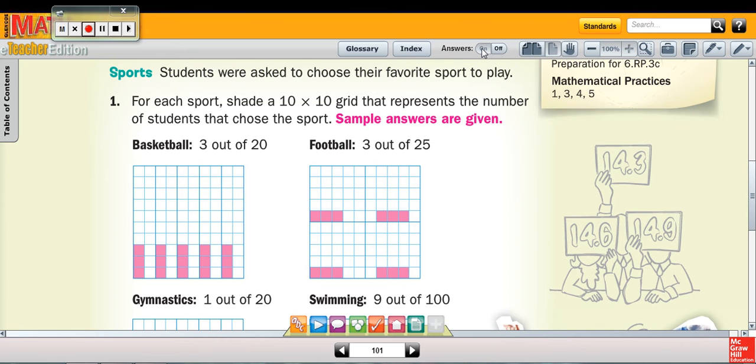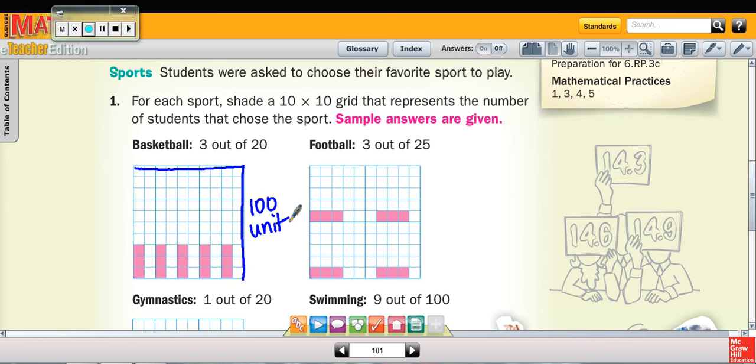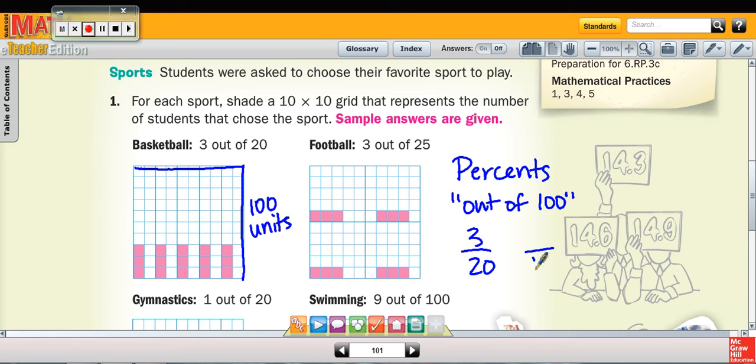You'll notice here that we have this 10 by 10 grid. These 10 by 10 grids actually represent the 100%. So because there's 10 by 10, this means that there are 100 boxes or units here. That 100 units represents a percent, because a percent means out of 100.